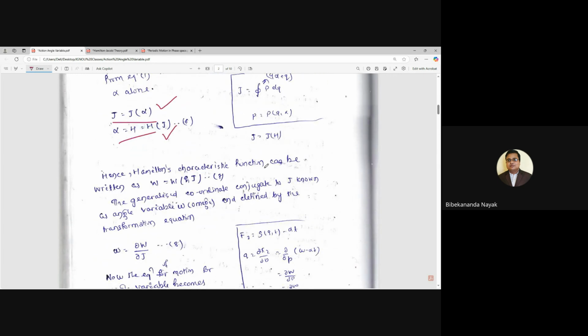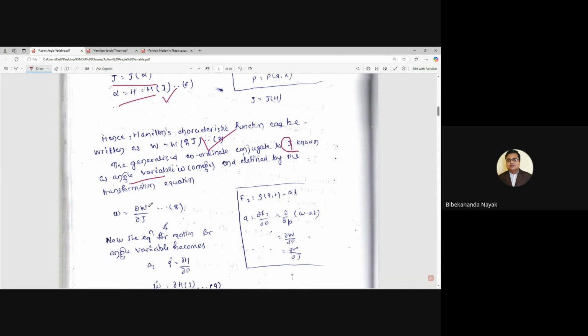So Hamilton's characteristic function, we know W is a function of Q and H, now it is related to Q and J, or Q and alpha; it becomes a function of Q and J. Omega is the generalized coordinate conjugate to J, known as the angle variable. J is generally a momentum-type quantity, and the coordinate corresponding to it is known as the angle variable. For that reason it is called the action-angle variable. The angle omega can be calculated from the relation: angular velocity is del H by del J, or omega is equal to del W by del J.